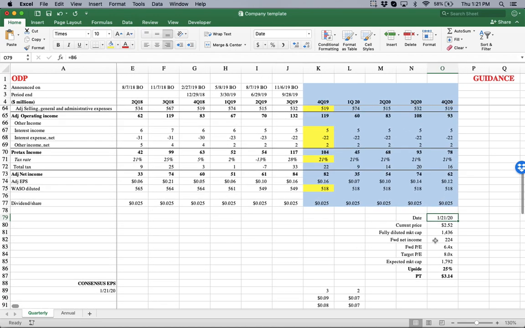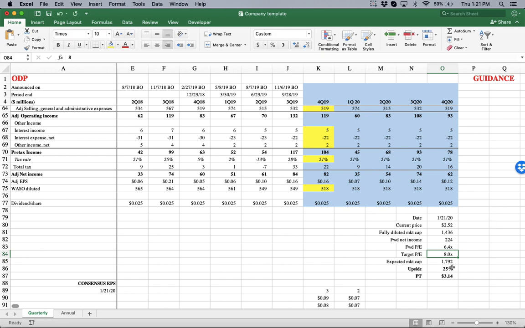The forward net income, you can see, is going to be the sum of the net income of basically all of 2020, so from first quarter 2020 to the fourth quarter of 2020. That's what our forward net income is. And then this gets divided into our fully diluted market cap, and that's how we come up with our price to earnings ratio, our forward price to earnings ratio.